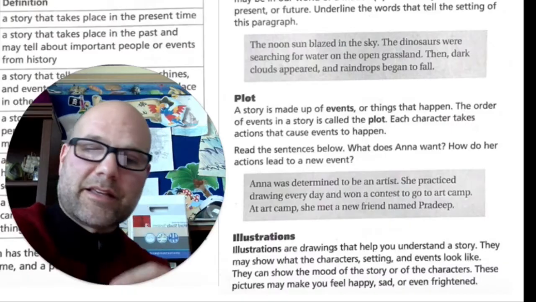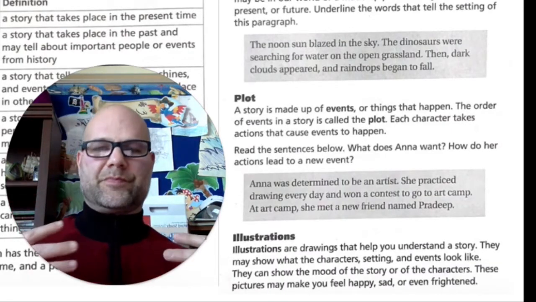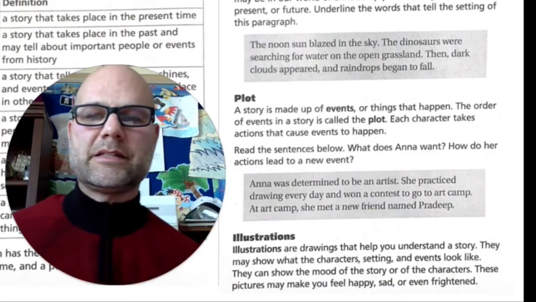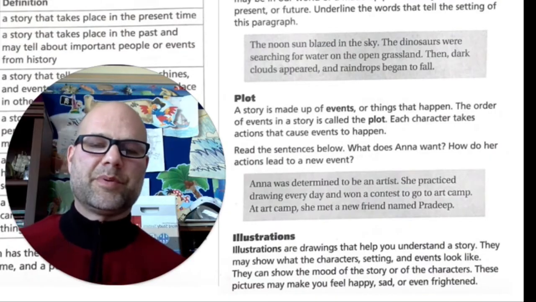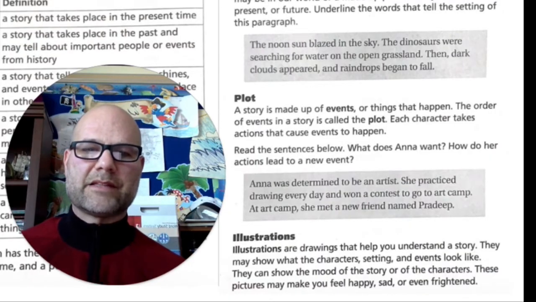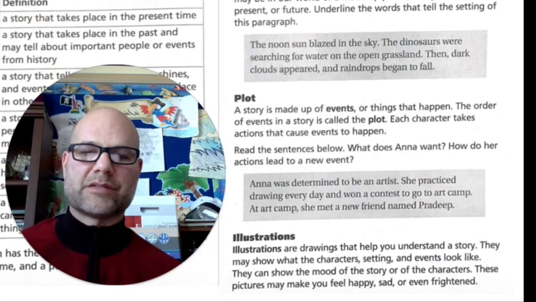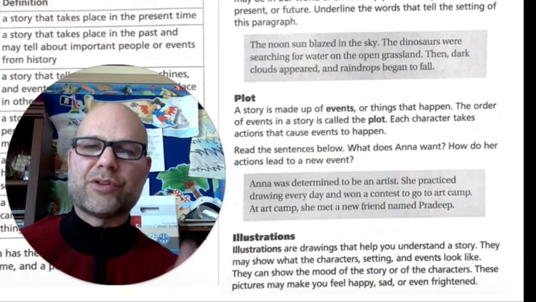So the plot is the events in order, okay? And it's more than just a summary. A summary, you're just giving like the main ideas. You might want to put them in order for it to make sense, but a plot is the most important events, specifically the actions within a story and how the story is made up, okay? And how the story is told.